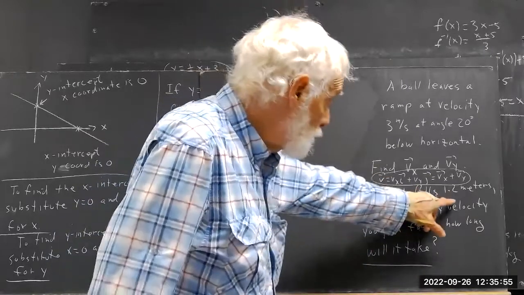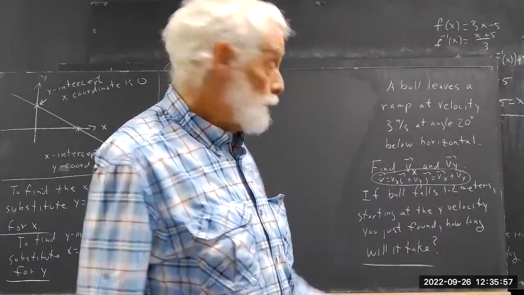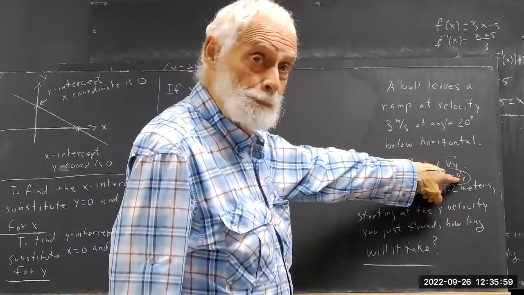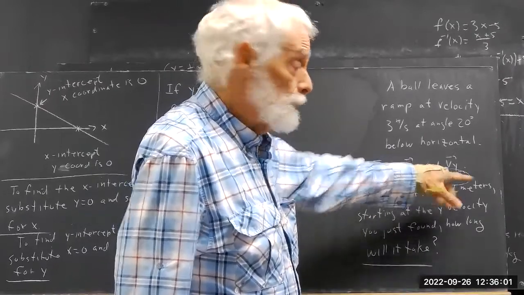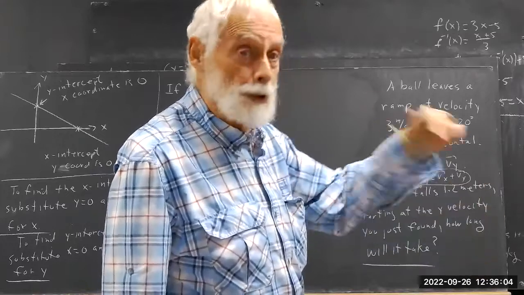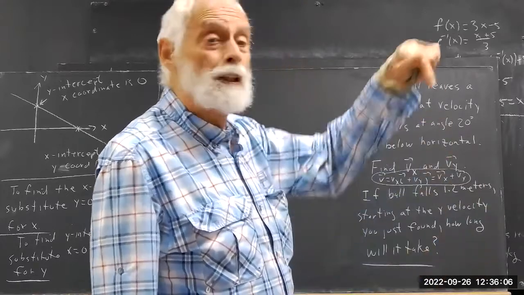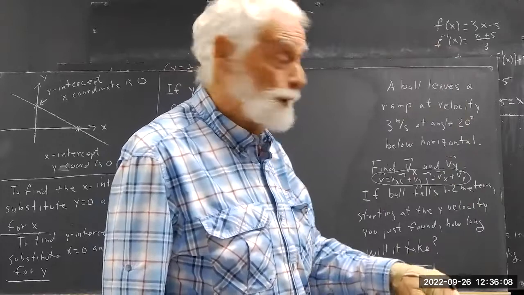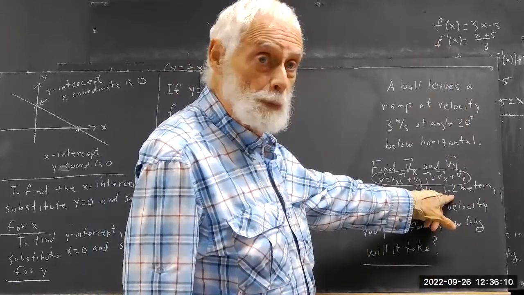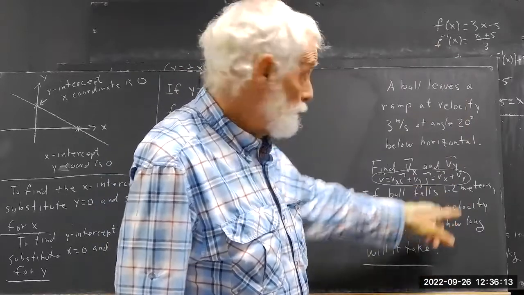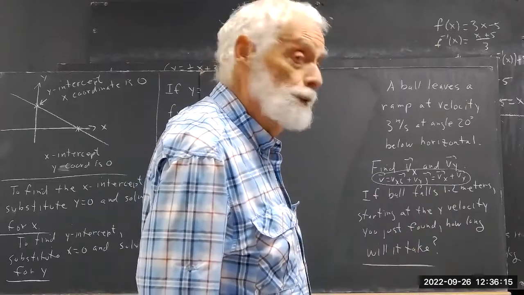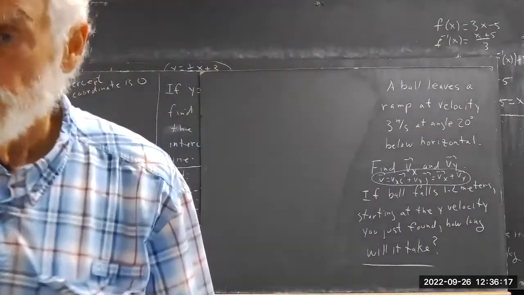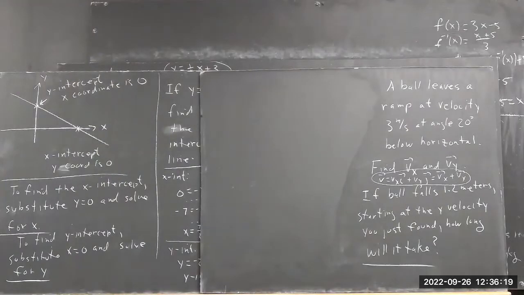Then, if the ball falls 1.2 meters, starting with this y velocity, it doesn't matter if it's going off the edge of the ramp, or if somebody just tossed it downward with that y velocity. It falls 1.2 meters starting with that y velocity. How long does it take? You will use your equations of motion to answer that question. You use vectors to answer the first question.